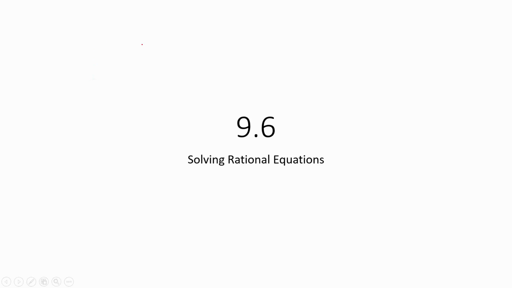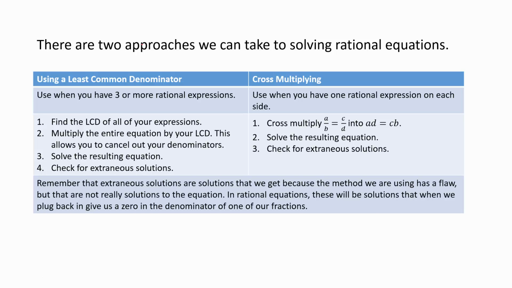Here we have section 9.6, solving rational equations. There's two kind of approaches that we take with solving rational equations, and it really depends on what the rational equation looks like, because sometimes you'll end up with one fraction on each side, which means that we can just cross multiply, which is something that we end up doing pretty early on in our math career. So cross multiplying should seem familiar.